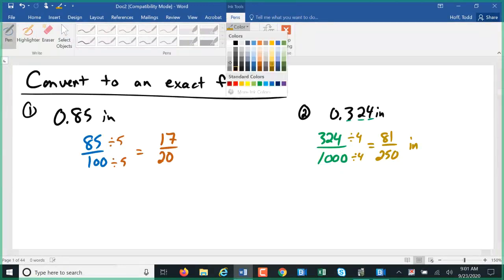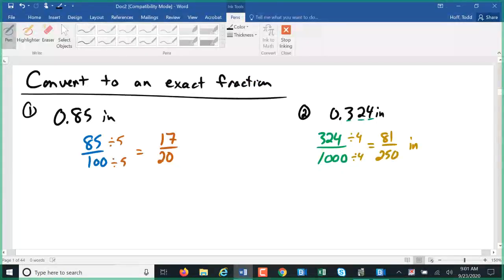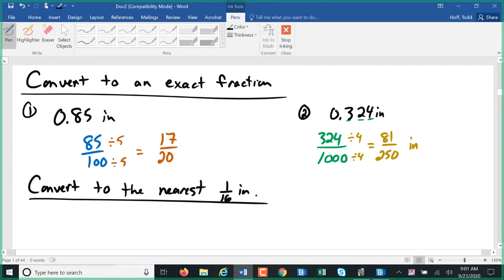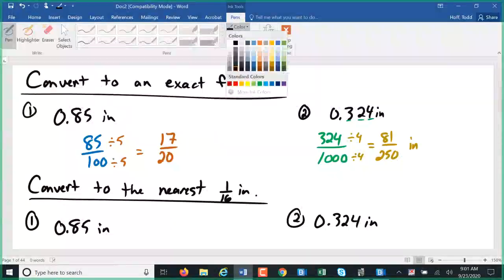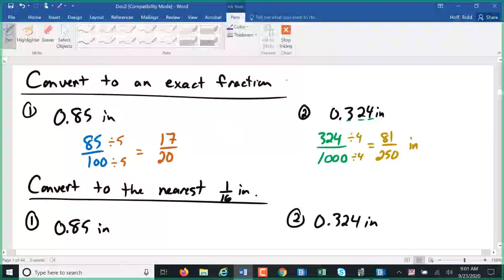But we often find that those exact fractions aren't very useful to us. So we might say convert to the nearest 16th, if we're asked to do that. Let's do our 0.85 inches again and 0.324 inches. It's a very different process. Doesn't look anything like what we did to convert it to an exact fraction.